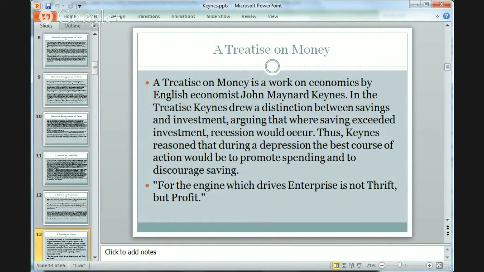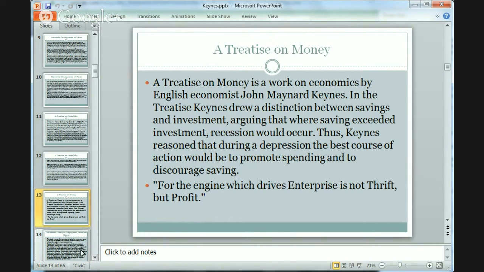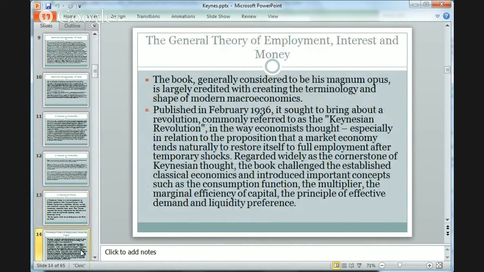And for Keynes, as he mentioned in one of his famous quotes, "For the engine which drives enterprise is not thrift but profit." So he looks at enterprise as needing money and spending, and if the consumer starts saving, then the enterprise cannot sell their goods. That is something he mentions in this book. And after that, in 1936, Keynes puts all this thought into his magnum opus, The General Theory of Employment, Interest, and Money.